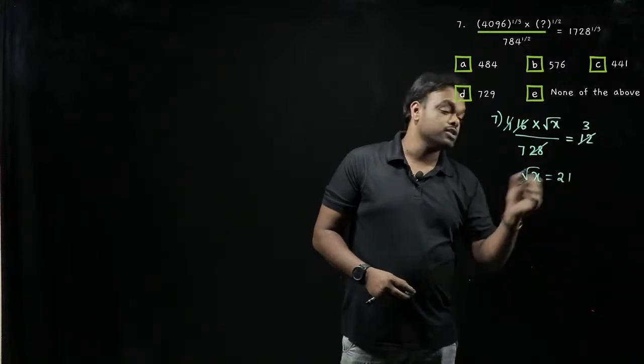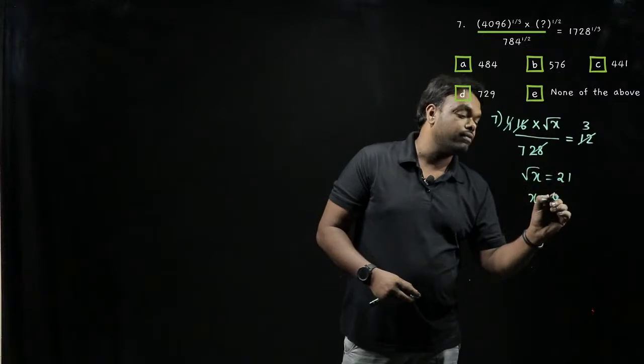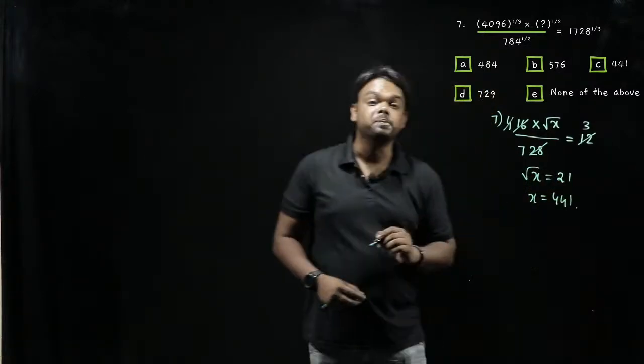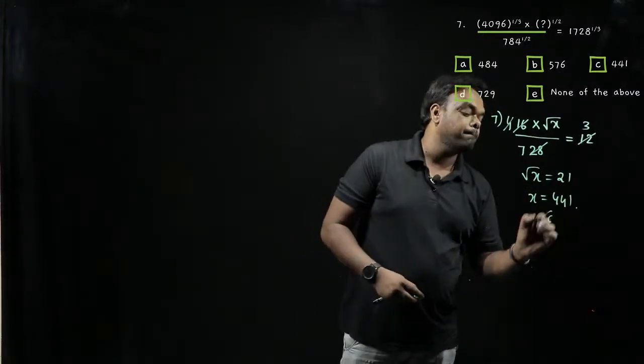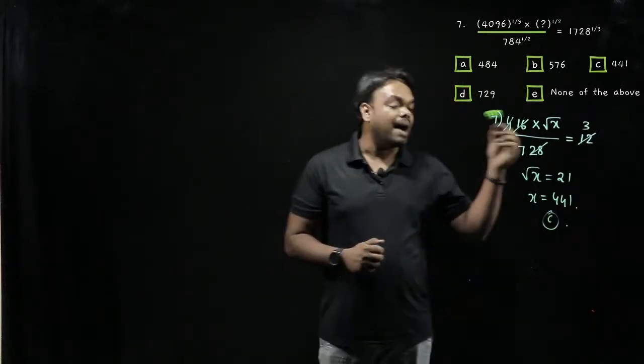So what is root x? x becomes, root goes to the other side, 21 square, which is 441. Do we have an option? Yes, of course, option number C. So what is happening here?